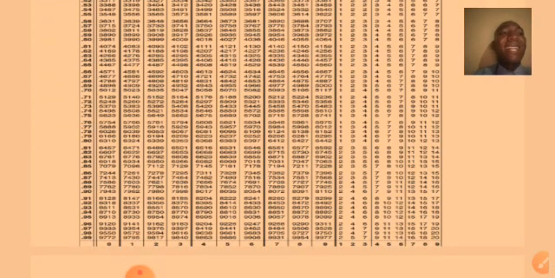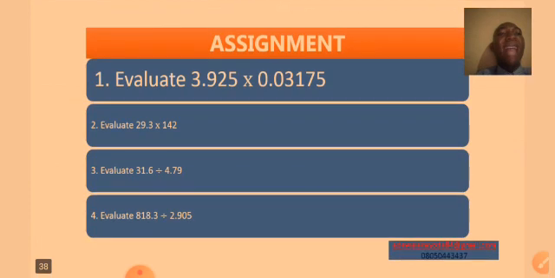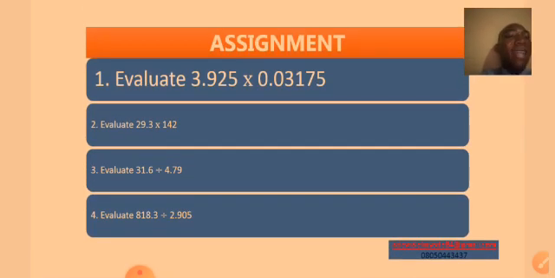So after that classwork, you are going to try this assignment for me. We have 4 assignments here. The first is to evaluate 3.925 multiplied by 0.0315, the second one is 29.3 multiplied by 142, the third one is 31.6 divided by 4.79, and the fourth one is 818.3 divided by 2.905.